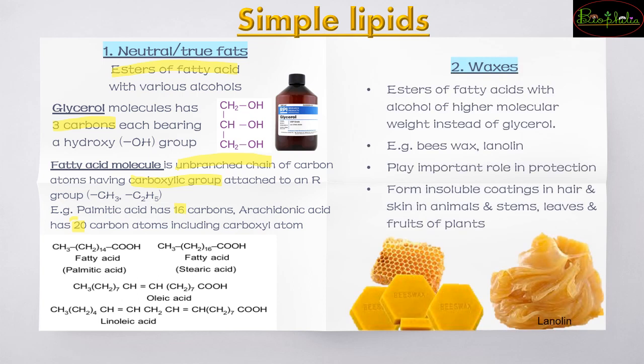Next we see is waxes. These waxes are also esters of fatty acids of higher molecular weight. अल्कोहल यूज होता है बट अल्कोहल ट्रू फैट्स में कौन सा होता है? ग्लिसरॉल होता है. बट हियर इट इज इंस्टेड ऑफ ग्लिसरॉल. ग्लिसरॉल को छोड़ के अगर कोई और अल्कोहल यूज हो रहा है देन इट विल बी कमिंग अंडर द कैटेगरी ऑफ वैक्सेस. फॉर एग्जांपल बीज वैक्स होता है.